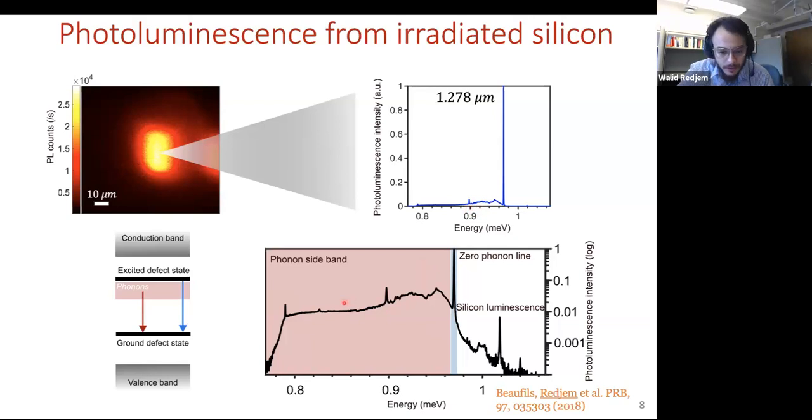So on the bottom right, I plotted the same spectrum, but on log scale. You can see this phonon sideband, which is due to phonon interaction. So when the center relaxes, some of the energy of relaxation can go to a phonon. And in general, you don't want this. You just want a very monochromatic, bright emission. So I will show you how you can manage to remove this phonon sideband by embedding the center into a nanophotonic cavity.